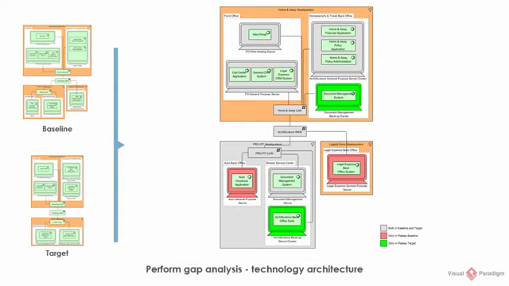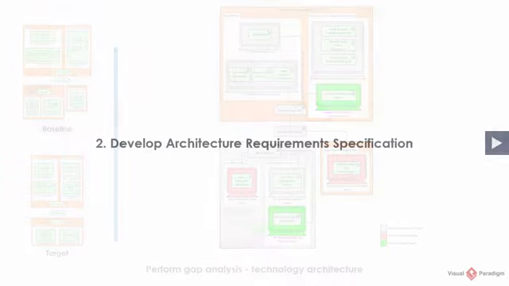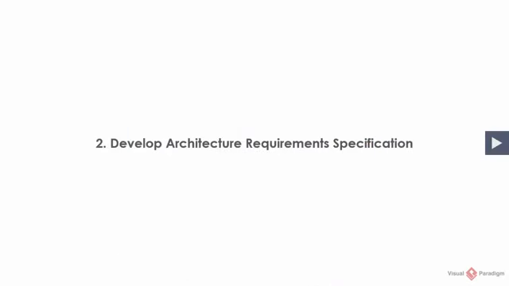Similarly, components from baseline and target are all added into the diagram. The use of different color codes tells whether a system component will be kept, removed, or added under the target architecture. Activity 2. Develop architecture requirements specification.